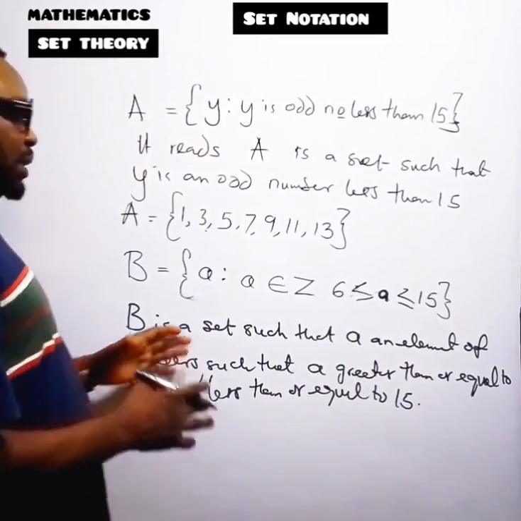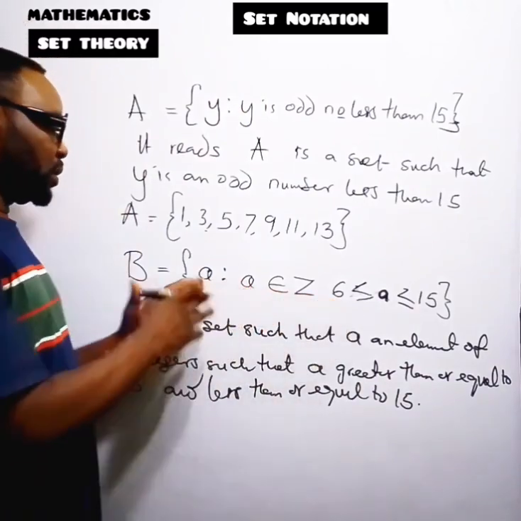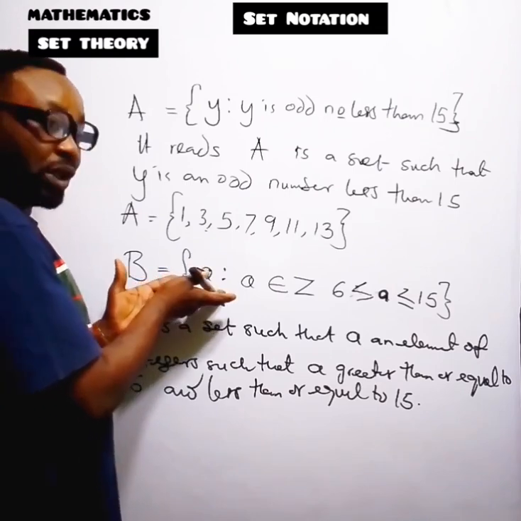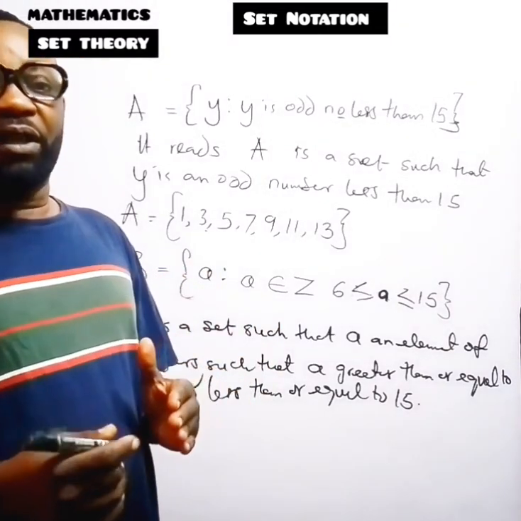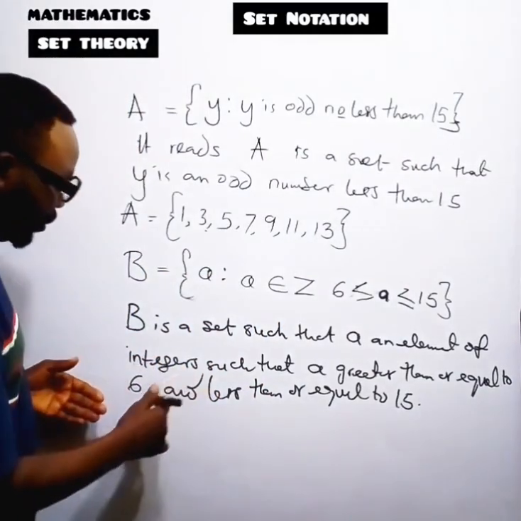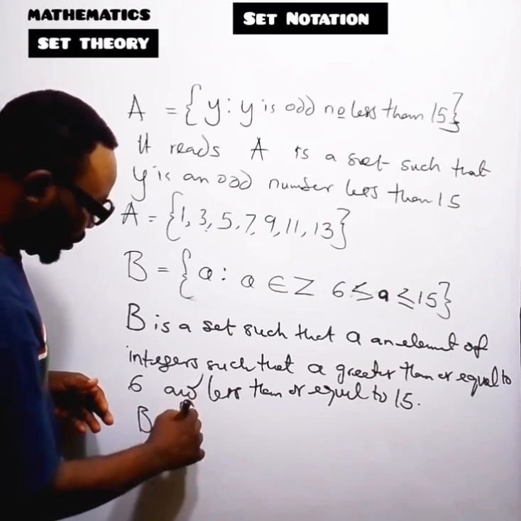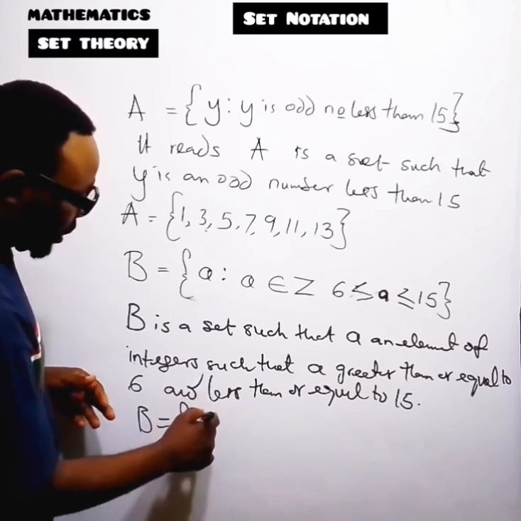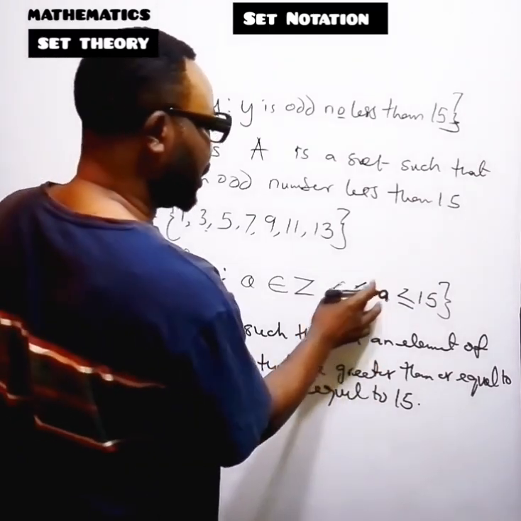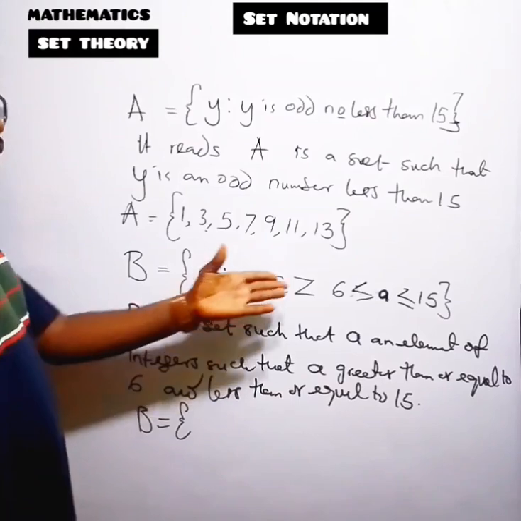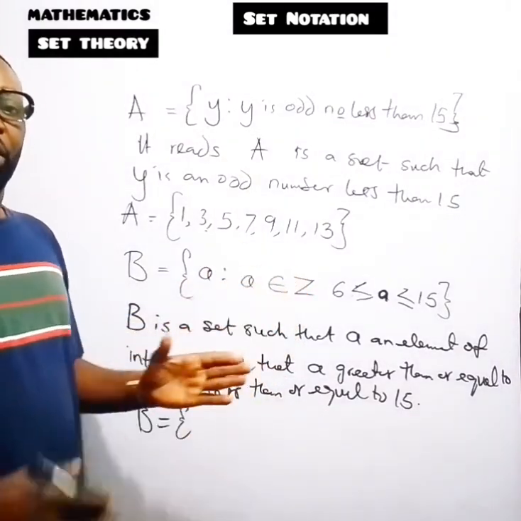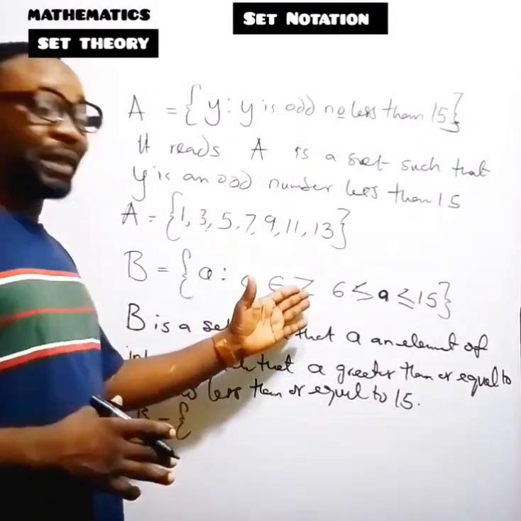Now, this is the translation of this particular set notation that we have here. If I want to have it in the form of mathematical figures, I'm going to write it in this form. I have B equal to, here is this set notation. Now A is greater than or equal to 6 is a natural number. You know that natural numbers are whole. This is an integer.